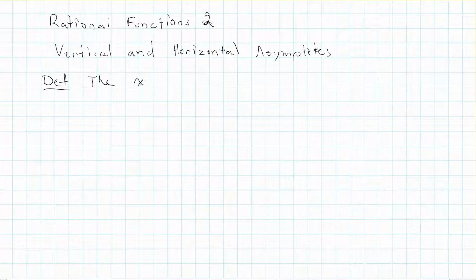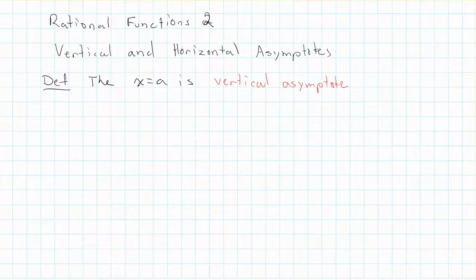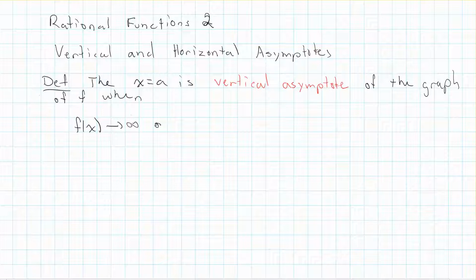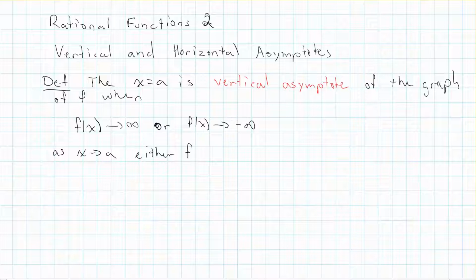So the line x equals a is a vertical asymptote of the graph of f when f at x approaches infinity or f at x approaches negative infinity as x approaches a, either from the left or right side.